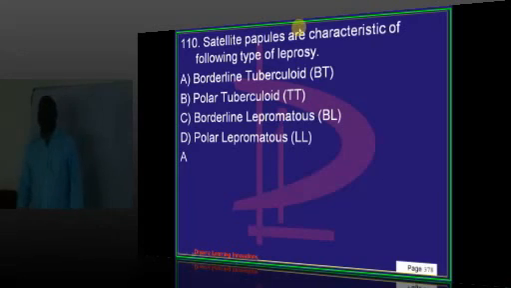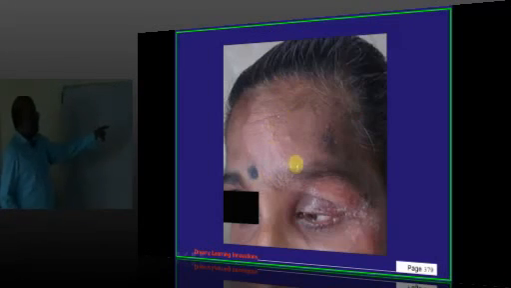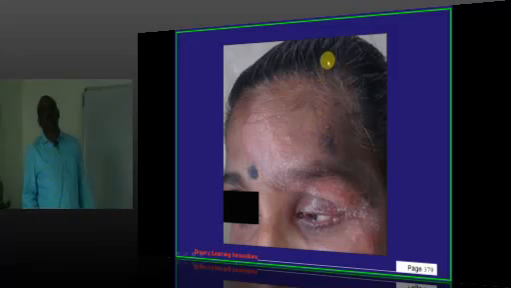Satellite papules. Where do you see, doctor? Classically. In case of the borderline tuberculoid lesion, you find satellite papules is what you need to basically remember. Thank God.